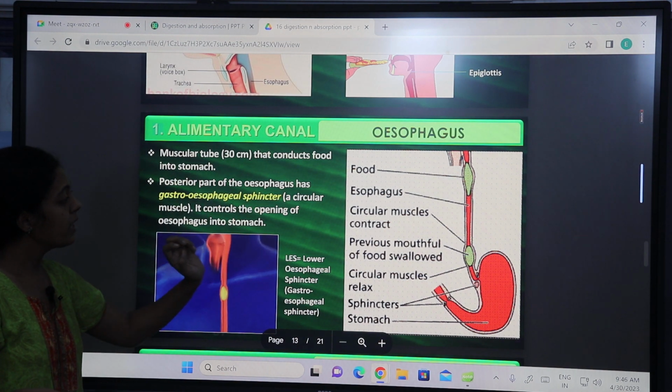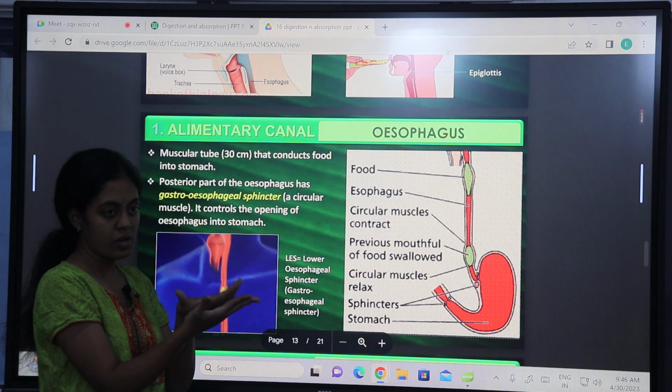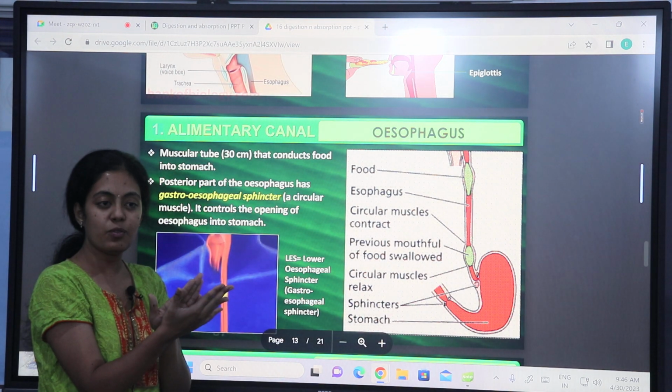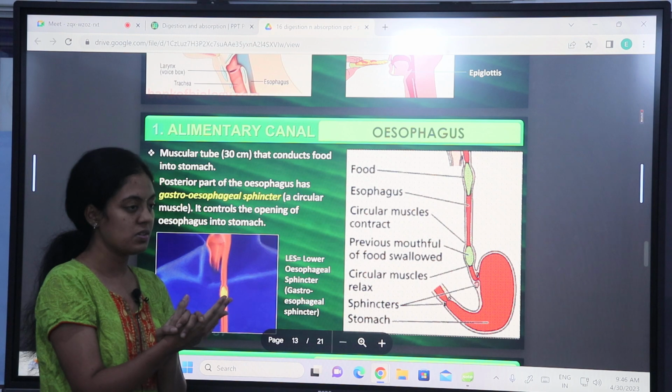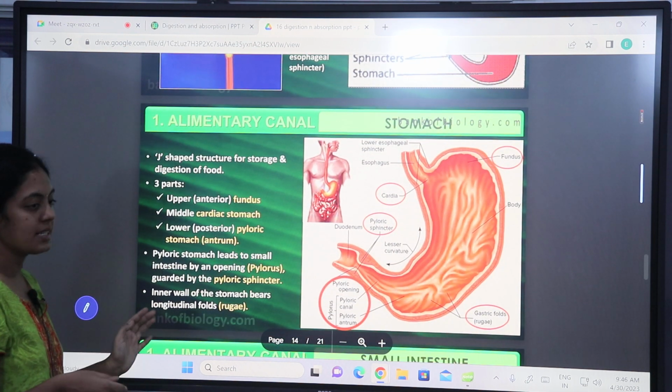...gets food into the stomach, and you can see a sphincter. What is a sphincter? A sphincter is something like a gate, okay? It opens and closes. Whenever there is food, it will open. Whenever there is no food, it closes, okay? Yes. Next you have the stomach, which we already discussed, okay?